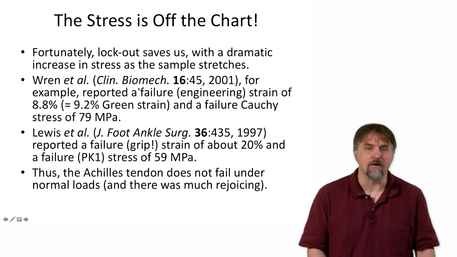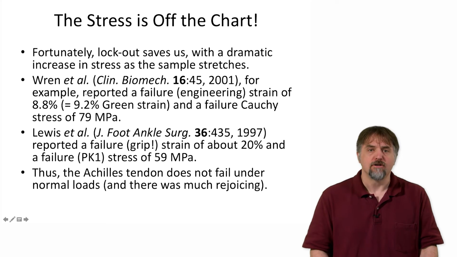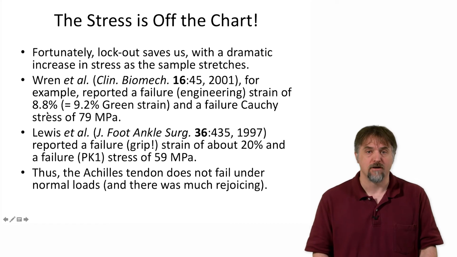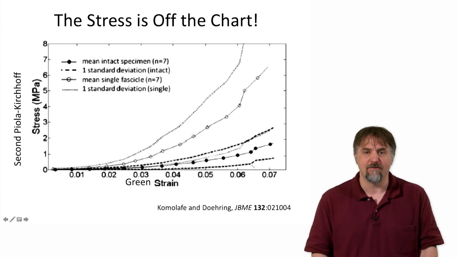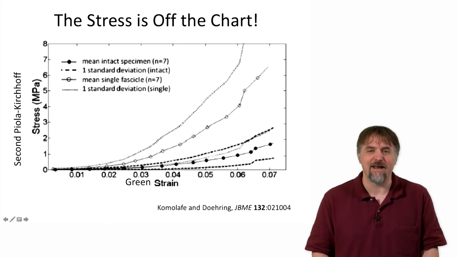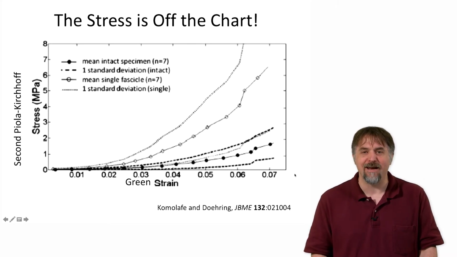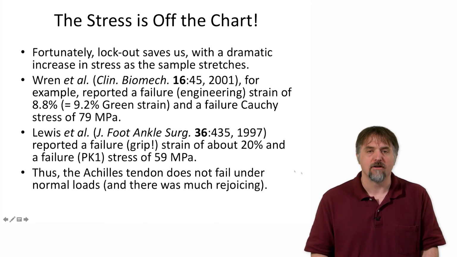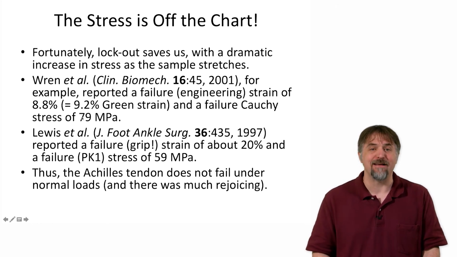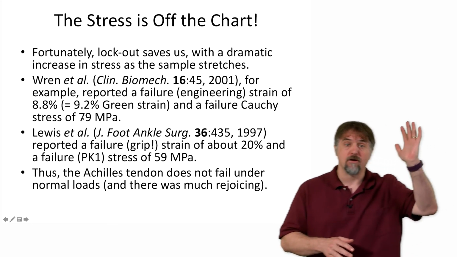And here's some other data, right? So Wren reports that the failure strain of the tissue is about 9%, right? So this is 7. Ha! Why is 6 afraid of 7? Because 7, 8, 9, right? If we just go this much farther out into the curve, the stress gets up to 79 MPa. That is just shooting up, right?